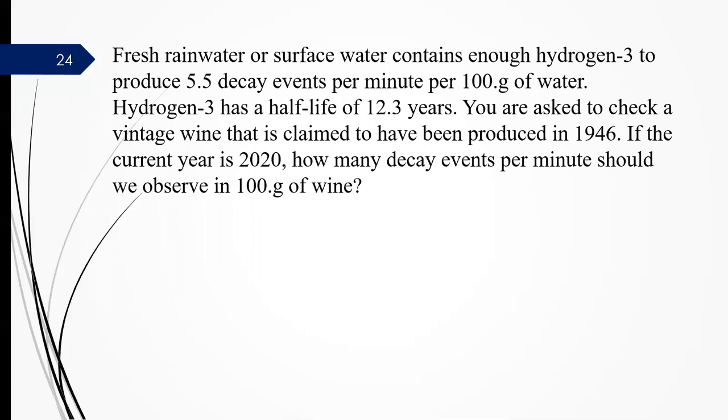And so for this one, we're talking about fresh rainwater having hydrogen-3, or tritium, right? So it's heavy hydrogen inside of the water. And it normally produces about 5.5 decays per minute when we have 100 grams of it. Its half-life is 12.3 years. And so what we're going to do is check how old a bottle of wine is. Now, they're saying that it was produced in 1946. And so after we've capped it, are we going to be able to replenish this H-3 inside of it?